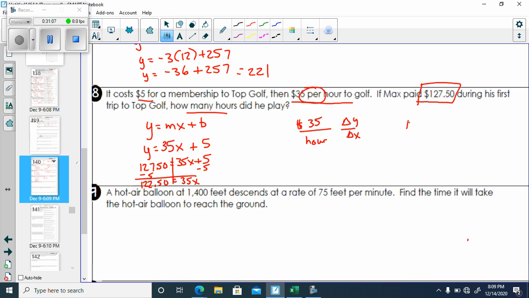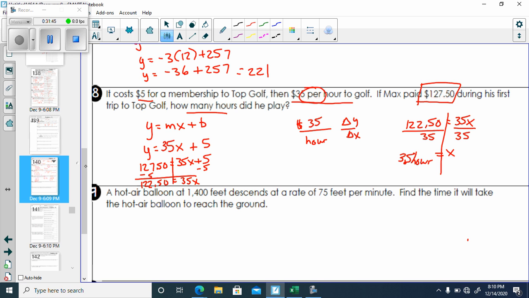Okay, let's do that. $122.50 is equal to 35X. What do we need to do here? We need to divide both sides by 35. And X would be equal to $122.50 divided by 35. That would be equal to 3.5. Okay, 3.5 hours. That would make sense if he's paying $35 per hour, right? And he has an additional $5 to pay.